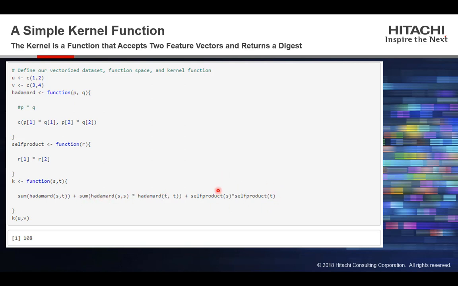And then it takes the product of the 2 self-products, first of the s vector and then of the t vector, and adds that to the sum. And it returns this number. So it's one metric on this 2 space that's a digest, a kernel digest, on these 2 vectors u and v in this 2 space. For those 2 vectors 1, 2, and 3, 4, it is the value 108.